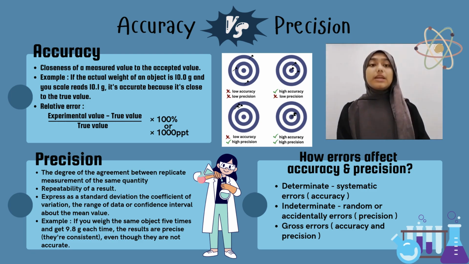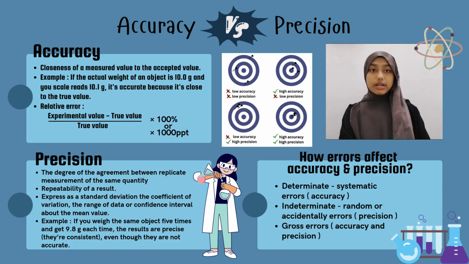You can imagine that you are shooting arrows at a bullseye. First, low accuracy and low precision: arrows scattered randomly and far from the bullseye. Second, high accuracy and low precision: arrows are spread out but average around the bullseye. Third, low accuracy and high precision: arrows hit the same spot but far from the bullseye. And lastly, both high accuracy and high precision: arrows tightly grouped at the bullseye.